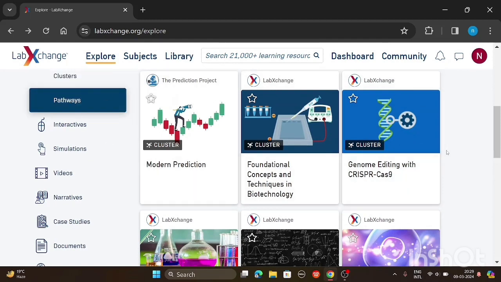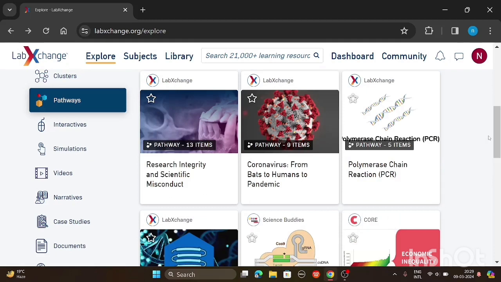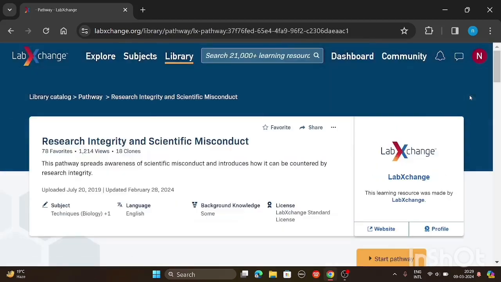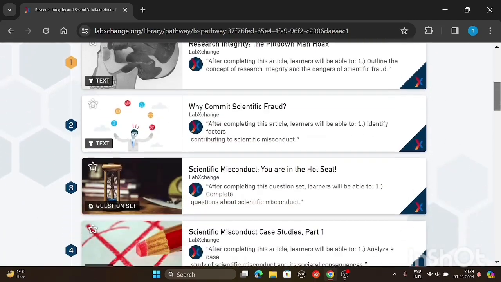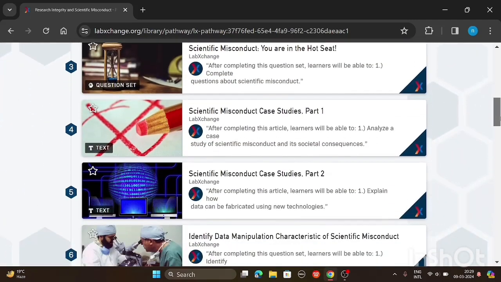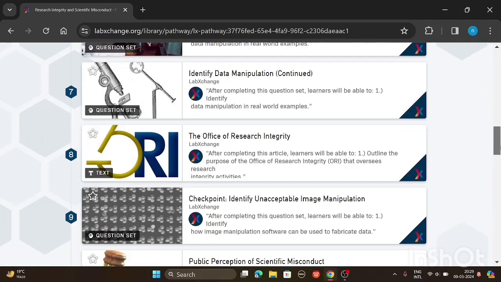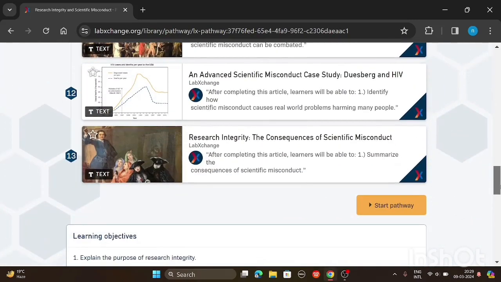And then we can see pathways. In pathways, there are various items that you can see: 13 items, 9 items, Coronavirus 9 items. There are a lot of items arranged one after the other. There can be videos, there can be text to make a complete lesson. Like we can see, there are 13 content items. So these are text, then question set, then text, then question set, then question set.